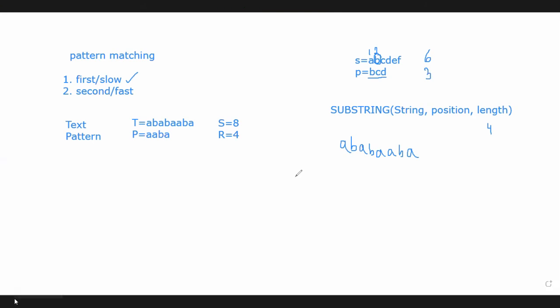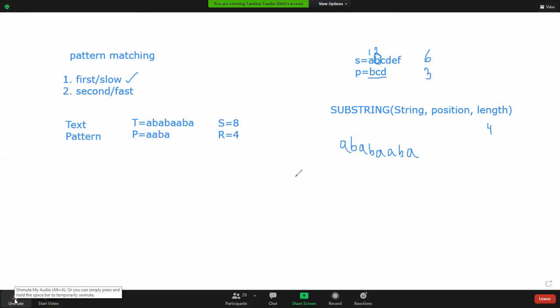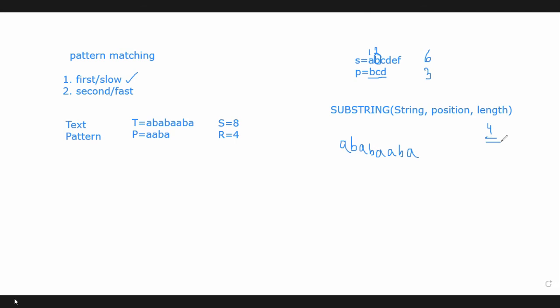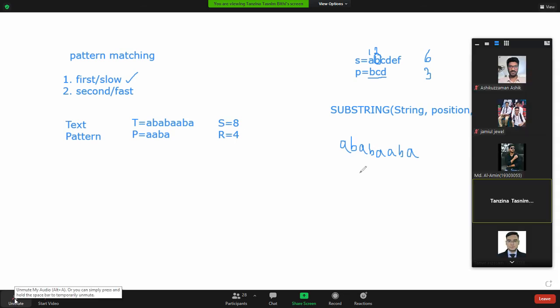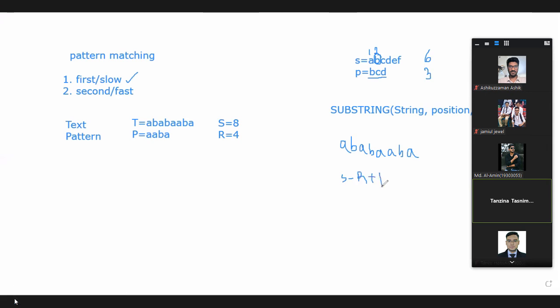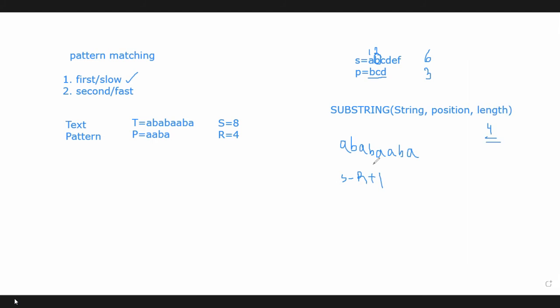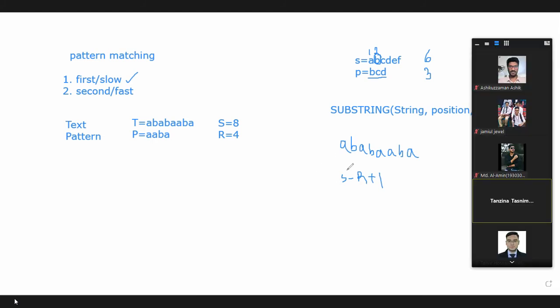Is it 2 to the power 8? What is the length of pattern? 4, right? And the length of string is S. So we can create maximum S minus R plus 1 number of substrings. S minus R plus 1. So why the equation is S minus R plus 1?